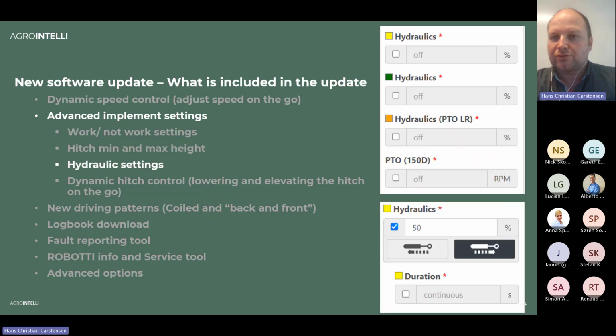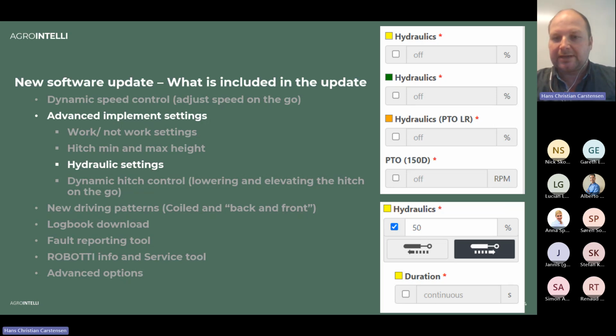Then there's also the hydraulic, which has also been a request, that you can set the hydraulic in the plan. So you're able to do that now. Your interface would look a bit different depending on what robot you have. But now this could be an LR with 3 hydraulic outlets. The orange one is marked with PTO LR. That's because some of the LR, the new model of robots, are equipped with PTO. That will be the one they should use. We still have the PTO on the 150D, and that's set up like it used to be.